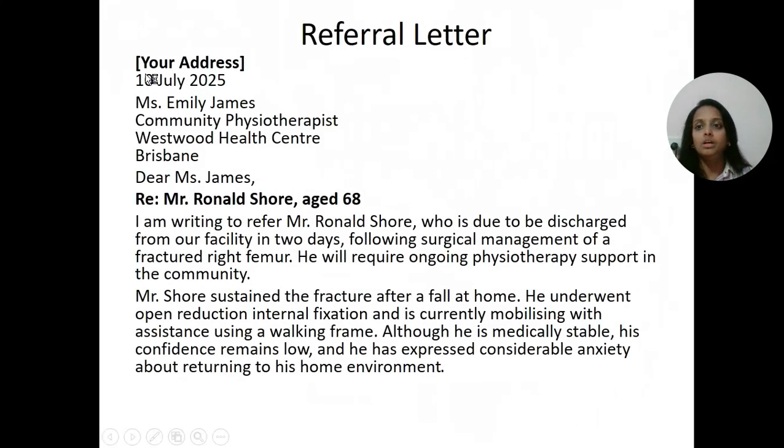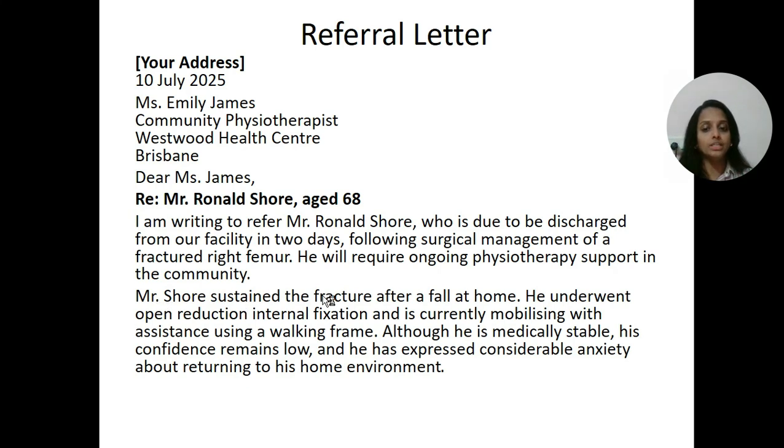So first you have to write your name, address, and then the date: Miss Emily James, Community Physiotherapist, Westwood Health Centre, Brisbane. Dear Miss James, regarding Mr. Ronald Shore, aged 68, I'm writing to refer Mr. Ronald Shore, who is due to be discharged from our facility in 2 days following surgical management of a fractured right femur. He will require ongoing physiotherapy support in the community.